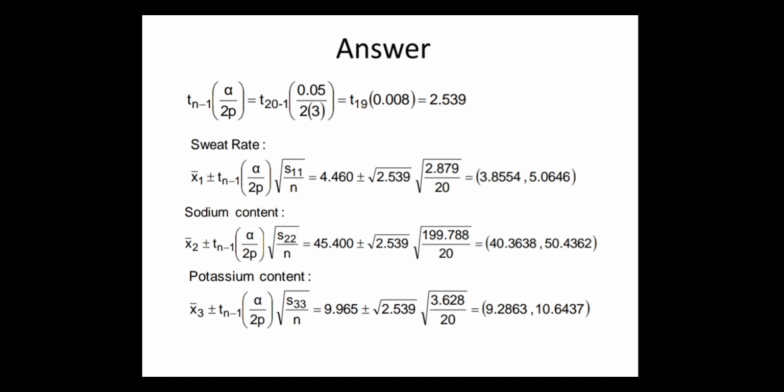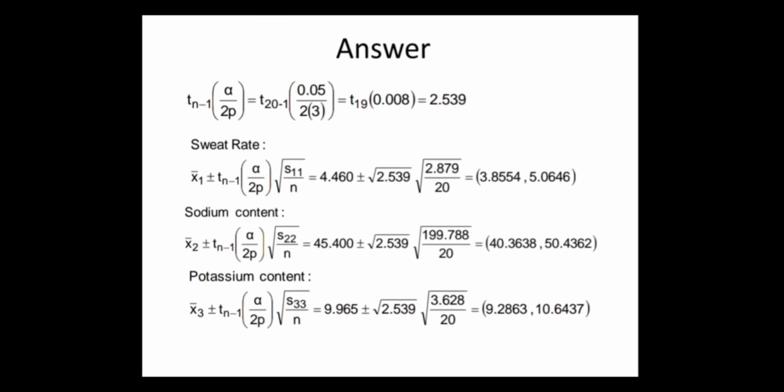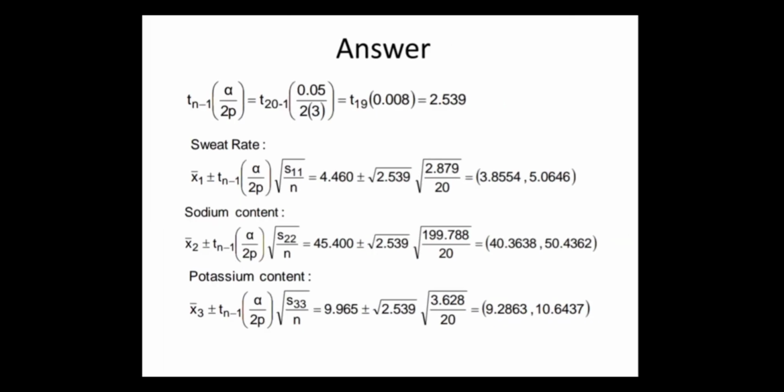Okay, let's see. Same as before, you can interpret the value of the confidence interval as usual. So if we look here, 4 is included in the interval. Mu 50 is included in this interval, and the value 10 is included in the interval, so we can make the same conclusion that the mean vector is a possible value for the population mean.